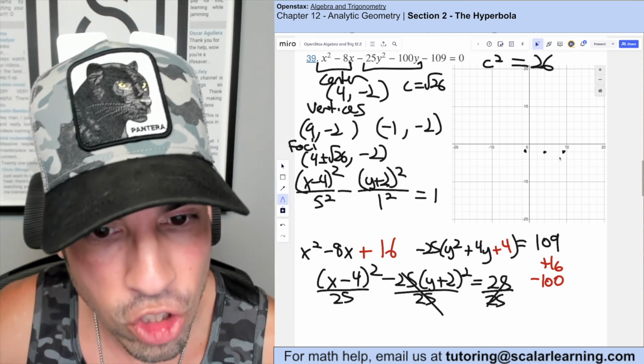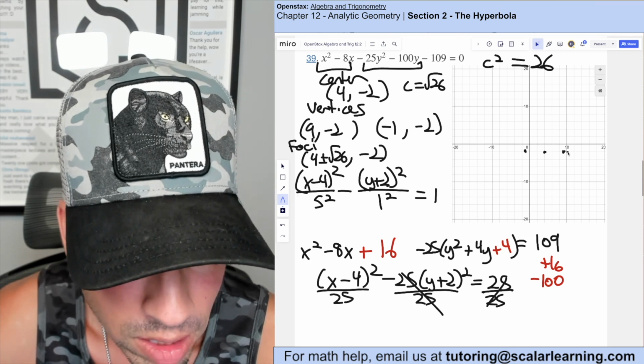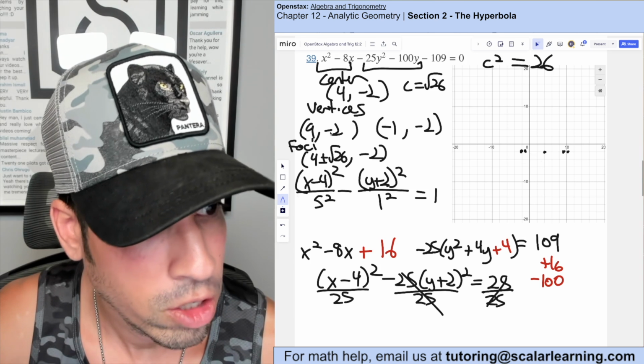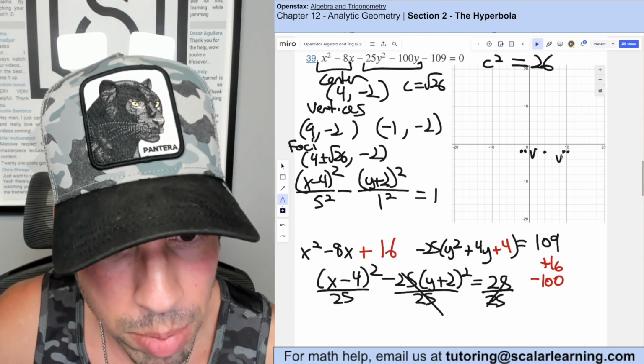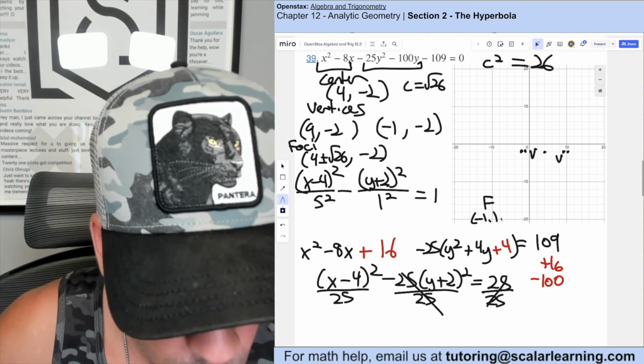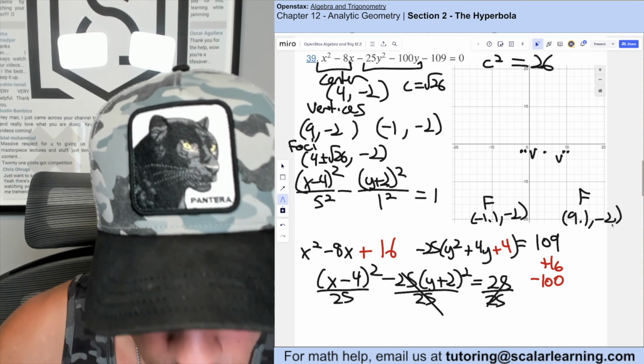So that's going to be just a touch more, because square root of 26 is about 5. So it's going to be like right here, let's say. Okay, right here. That's just an approximation. So again, here are the vertices, and we already got those points there. And then the foci is approximately (-1.1, -2) and (9.1, -2), just approximately.